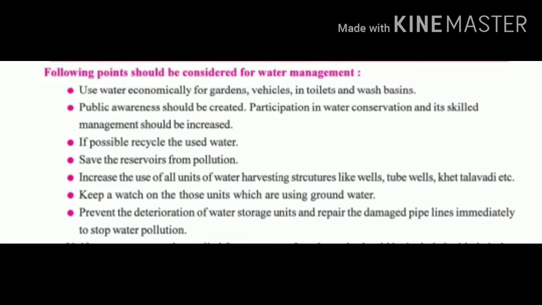Keep a watch on those units which are using groundwater. Prevent the deterioration of water storage units and repair the damaged pipelines immediately to stop water pollution. Uniform steps cannot be applied for every area. Local people should be included with their due cooperation for the development and management of water resources of any special region. Thus, water should be utilized economically.